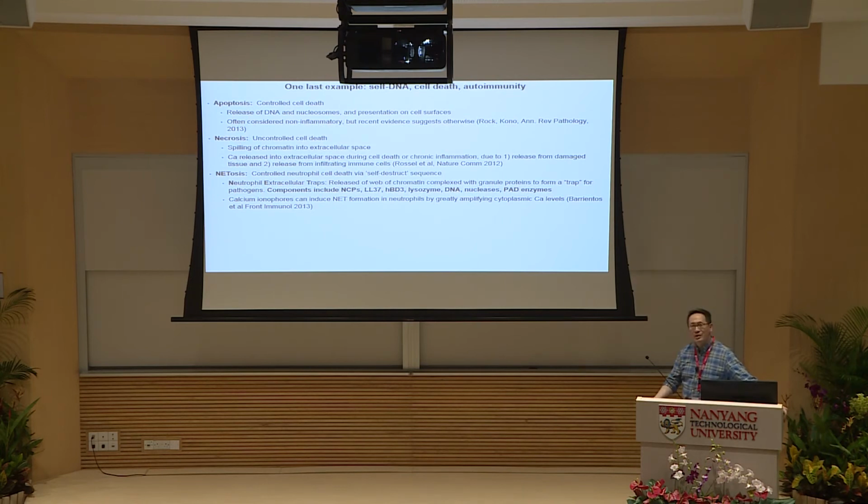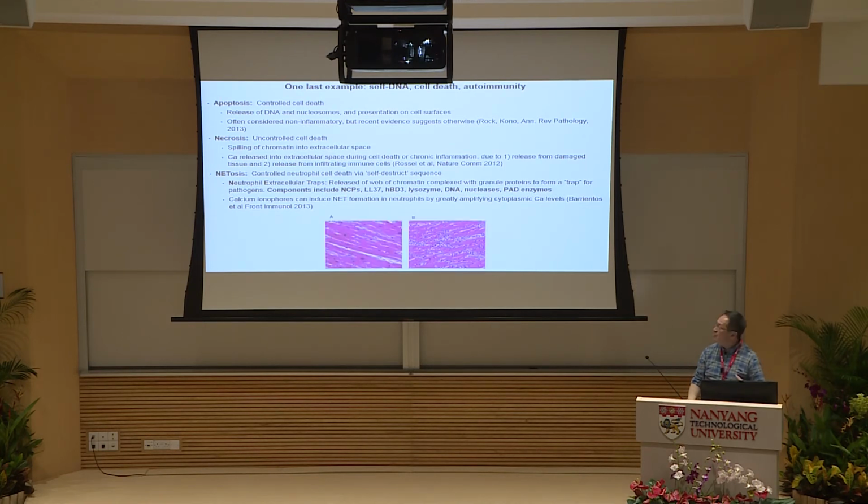So I want to talk about three different kinds of cell death. So there is apoptosis, which is the cleanest form of cell death you can have. There's necrotic cell death, which is a very messy kind of cell death that involves the spilling of chromatin into the extracellular space and also the release of calcium ions. The picture we have in the bottom are basically histology slides that show what happens after a heart attack. You can see that there is like a huge infiltration of neutrophils that comes from this kind of autoimmune reaction.